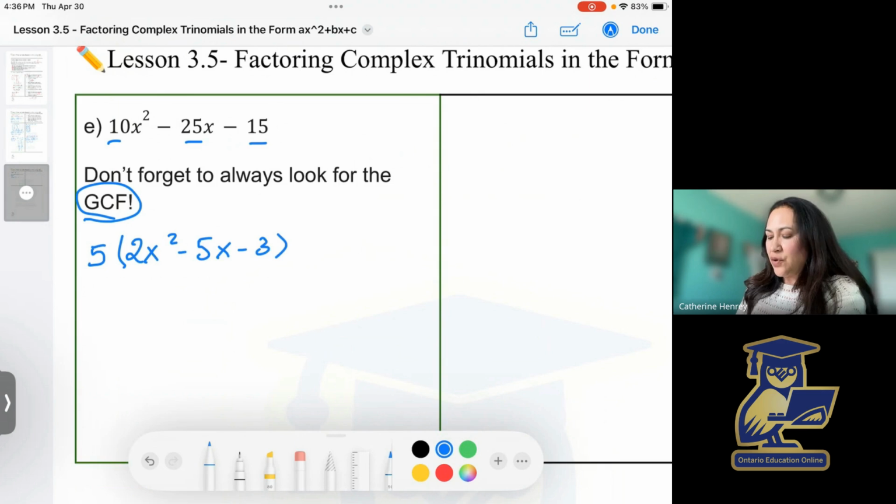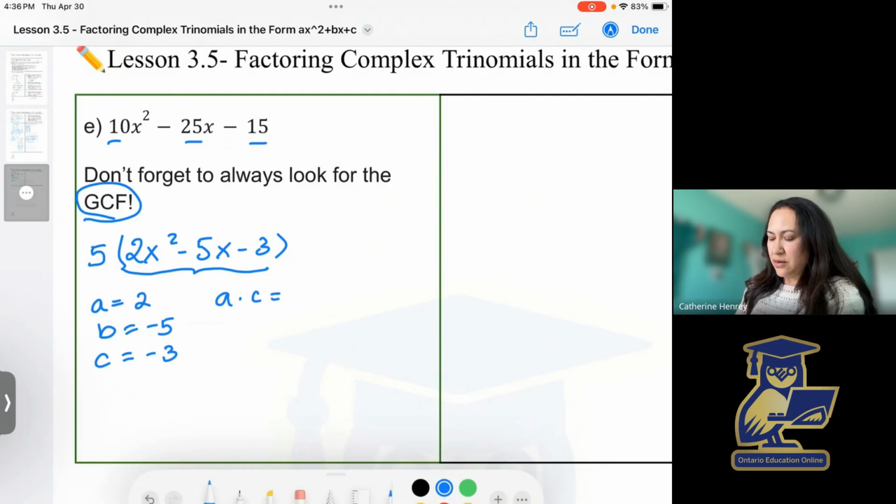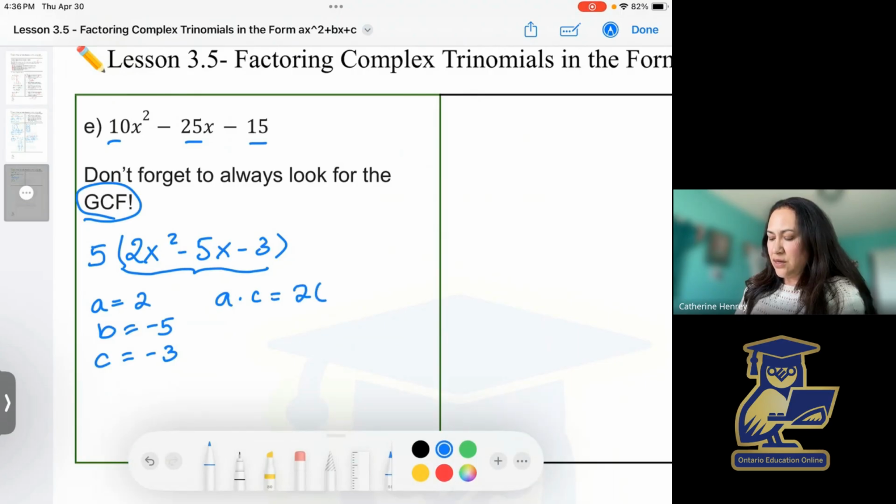And now we can just focus on factoring this second part in the brackets, where the numbers we work with here now are going to be much smaller. So A is 2, B is negative 5, C is negative 3. A times C is going to be 2 times negative 3, which is negative 6.